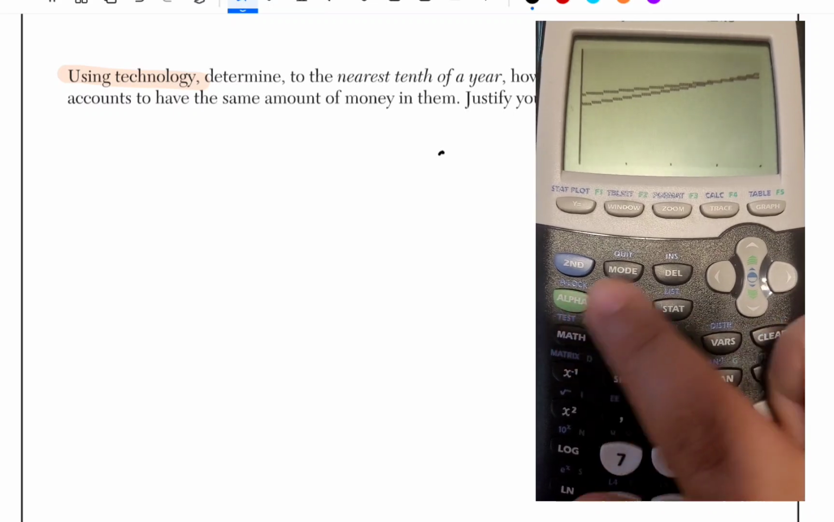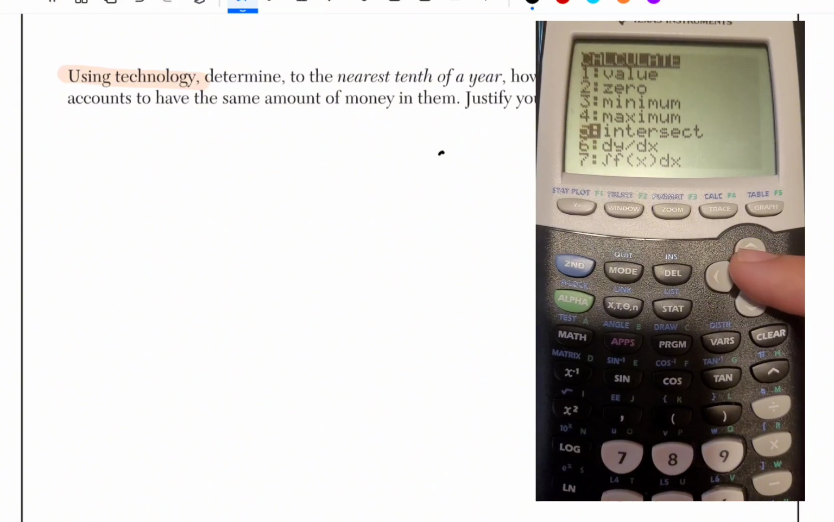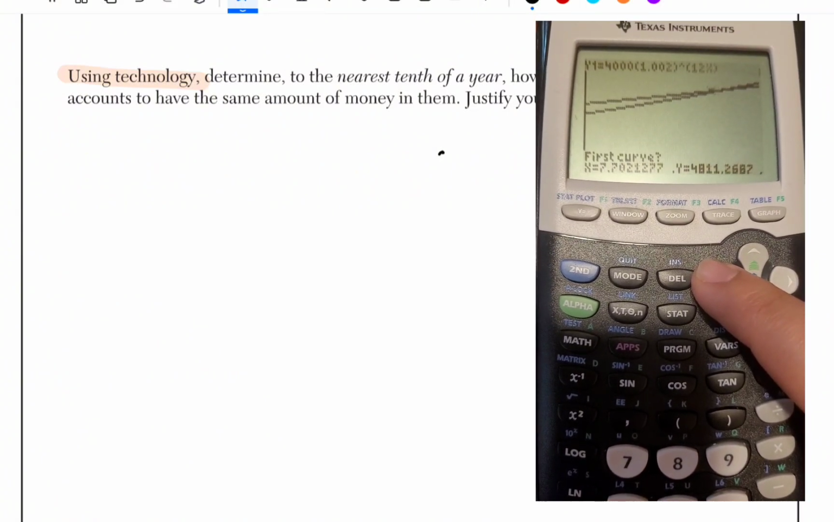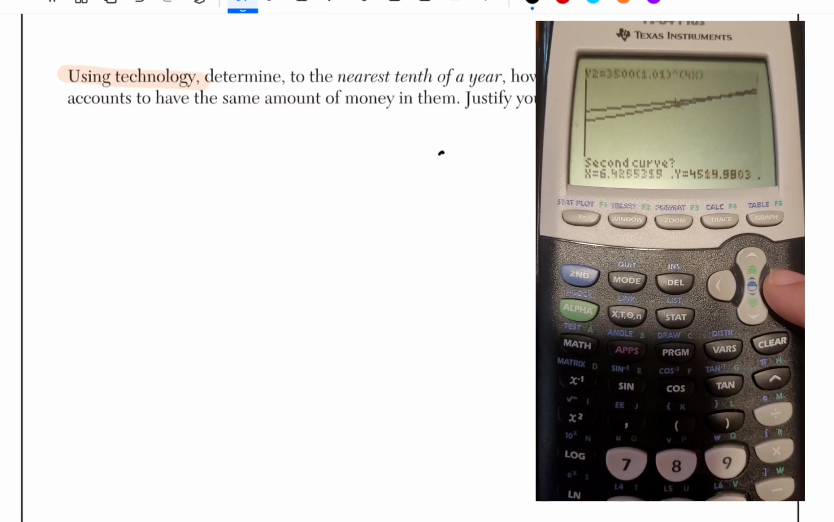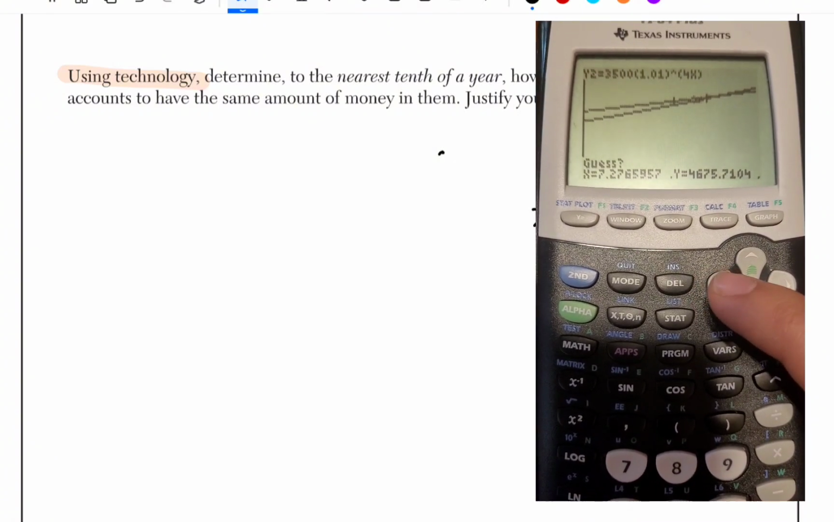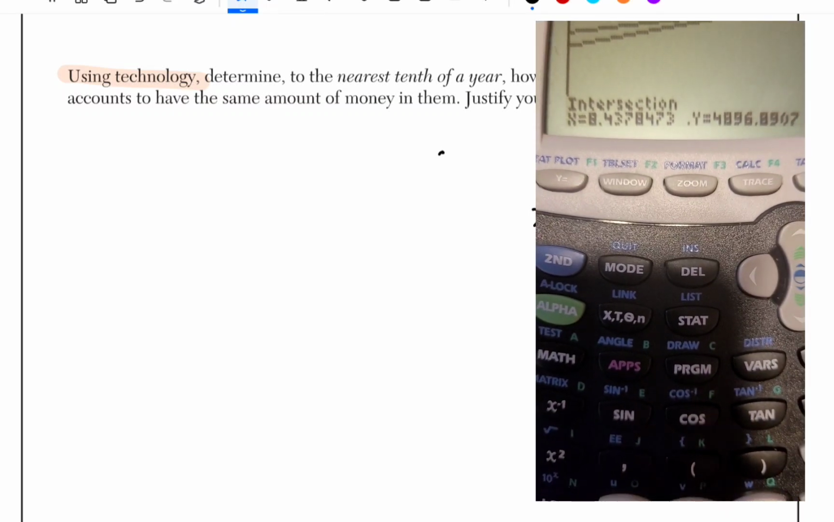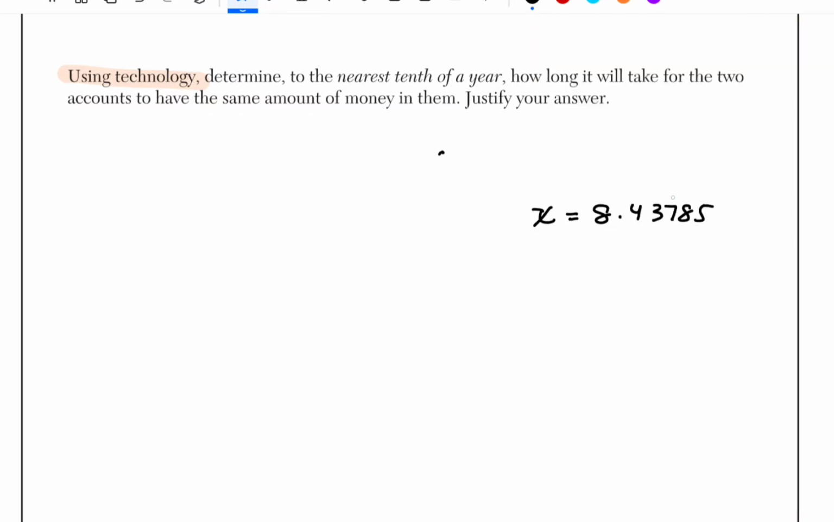We're going to go down to the one that says intersect because we were trying to see when they have the same amount of money. So you're going to go to intersect. You're going to do your first curve, your second curve, and then you're going to go to guess. You're going to estimate where that intersection is. That's going to give you your answer. Your x is going to be x equals 8.43785, and your y is going to be 4896.89.